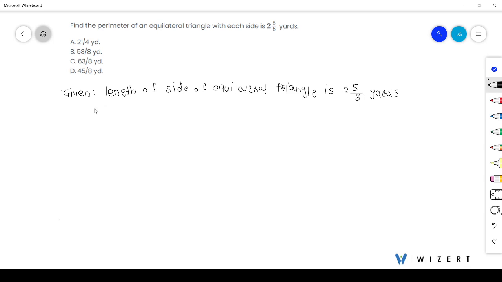So convert this into an improper fraction as 25 and 5/8 means 8 times 25 is 200 plus 5 means 205 by 8 yards.